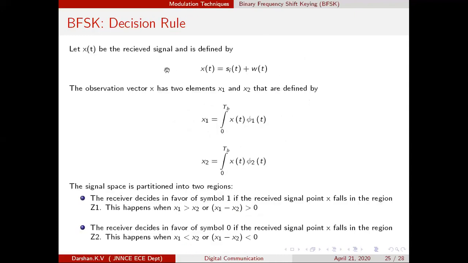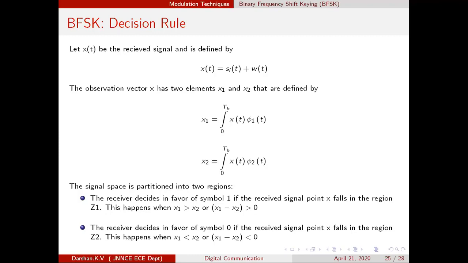Before that, to analyze the probability of error, let us have some equations and some basic analysis. So let x of t be the received signal. What does x of t contain? The transmitted signal plus noise. So what is the nature of the noise? The noise is an additive white Gaussian noise.